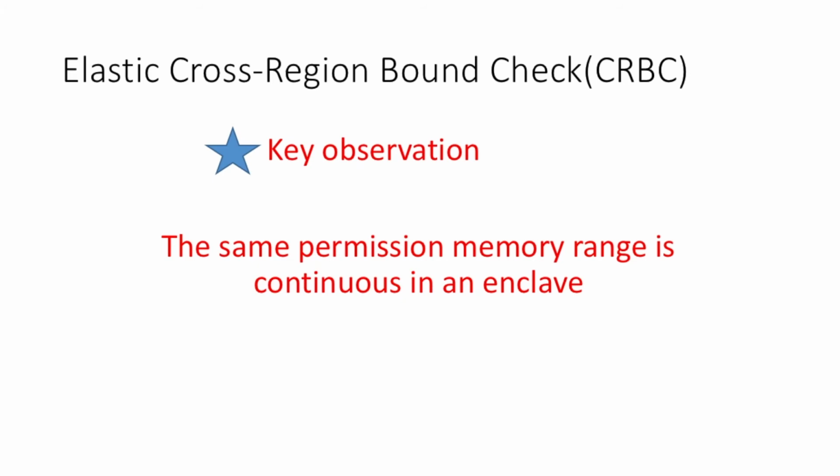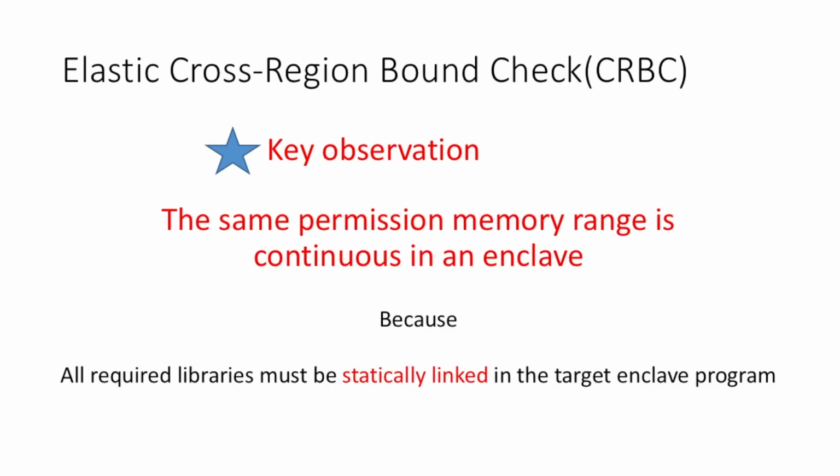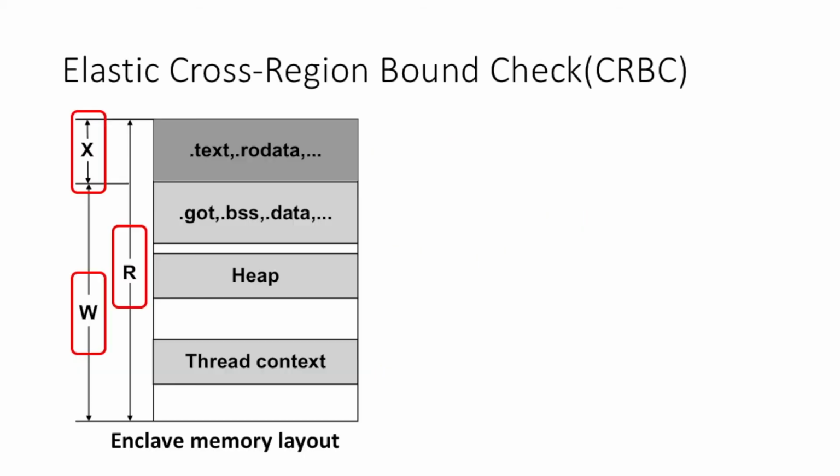Fortunately, we have a key observation that the same permission memory range is continuous in the enclave, because an enclave program does not support linking dynamic libraries. All required libraries must be statically linked in the target enclave program. So the memory layout of the enclave program has changed. This figure is the memory layout of an SGX program. Its executable, readable, and writable regions are continuous.